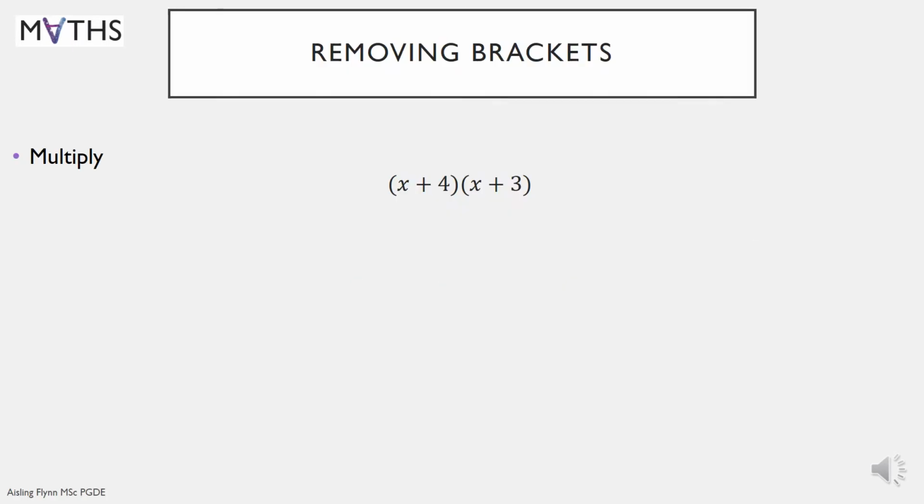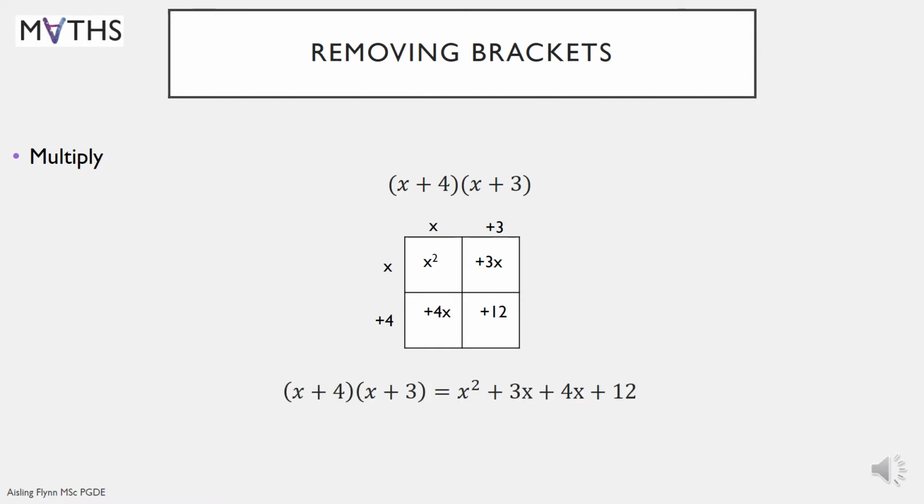So we're first asked to remove the brackets, or multiply. Here we have a 2 by 2 multiplication, x plus 4 by x plus 3. We're going to use a 2 by 2 grid. We get x squared plus 3x plus 4x plus 12. Presenting our answer, we have x squared plus 3x plus 4x plus 12. Okay, so we get 4 terms to our product, as expected.